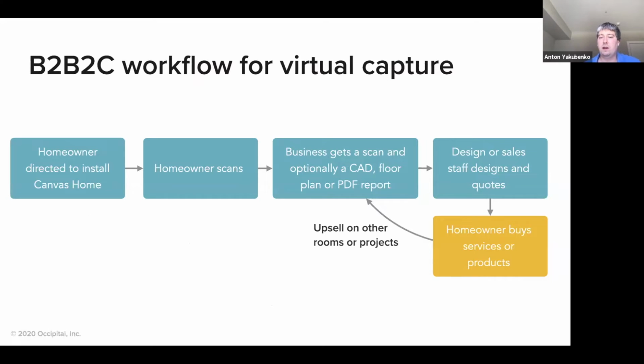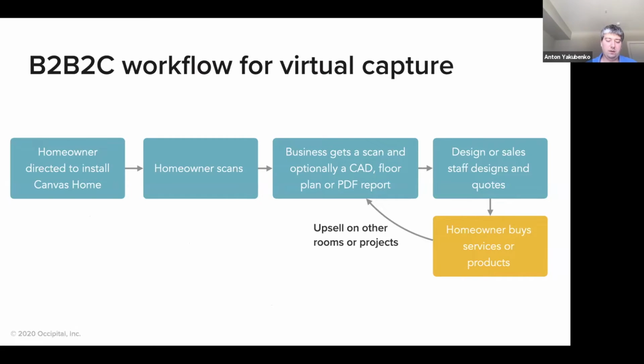The homeowner does a scan, and because the app is so simple and self-guided, they actually don't need a lot of hand-holding with the consumer. The scan is submitted to us, and we create a CAD model or whatever is required for the business out of this scan and share it with the business customer. In this case, Skylight is using Revit.